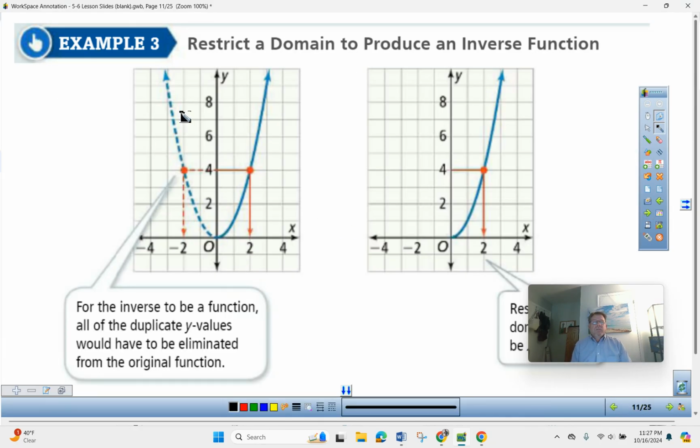So they're saying here, if we got rid of the left-hand side of it, you would only get this right here. Would that work for us? If we only took that for the original and then flipped it over that y equals x line, would they both pass the vertical line test then? Yes, they would. And so it's called restricting the domain. So what is the domain here currently?